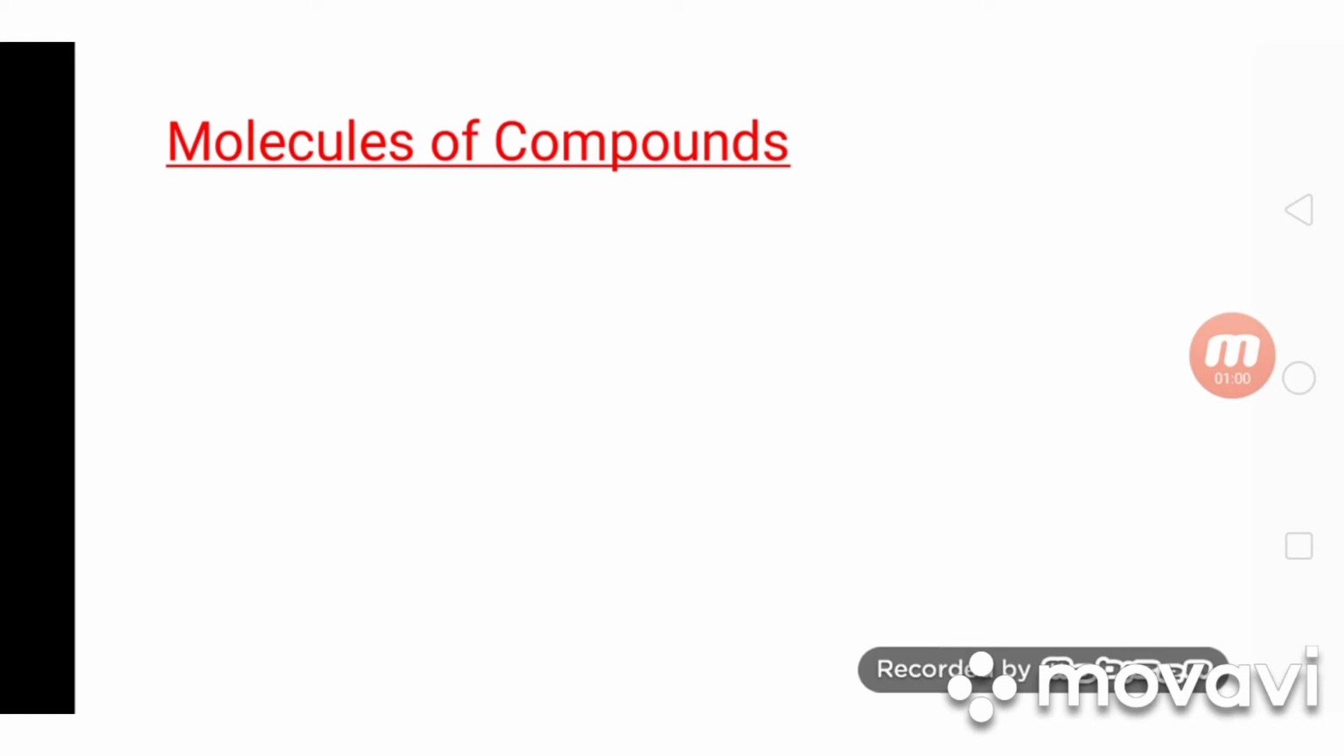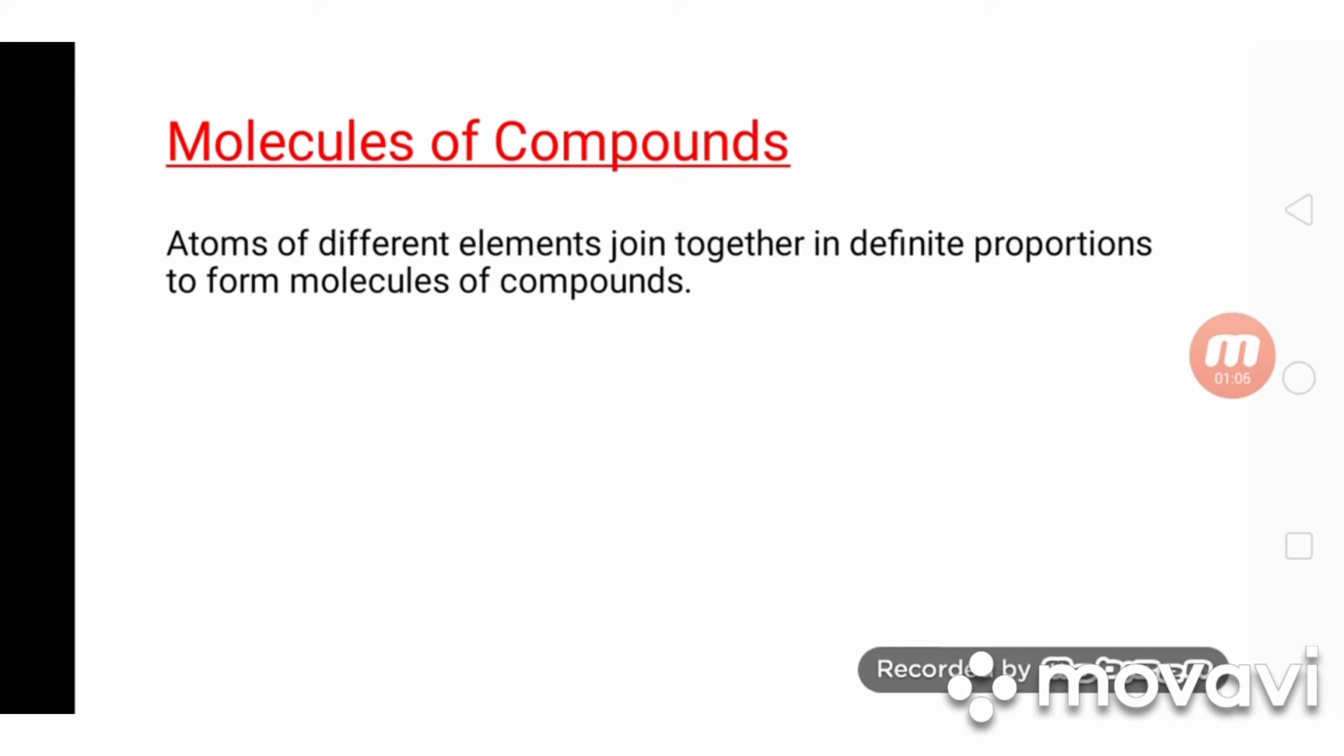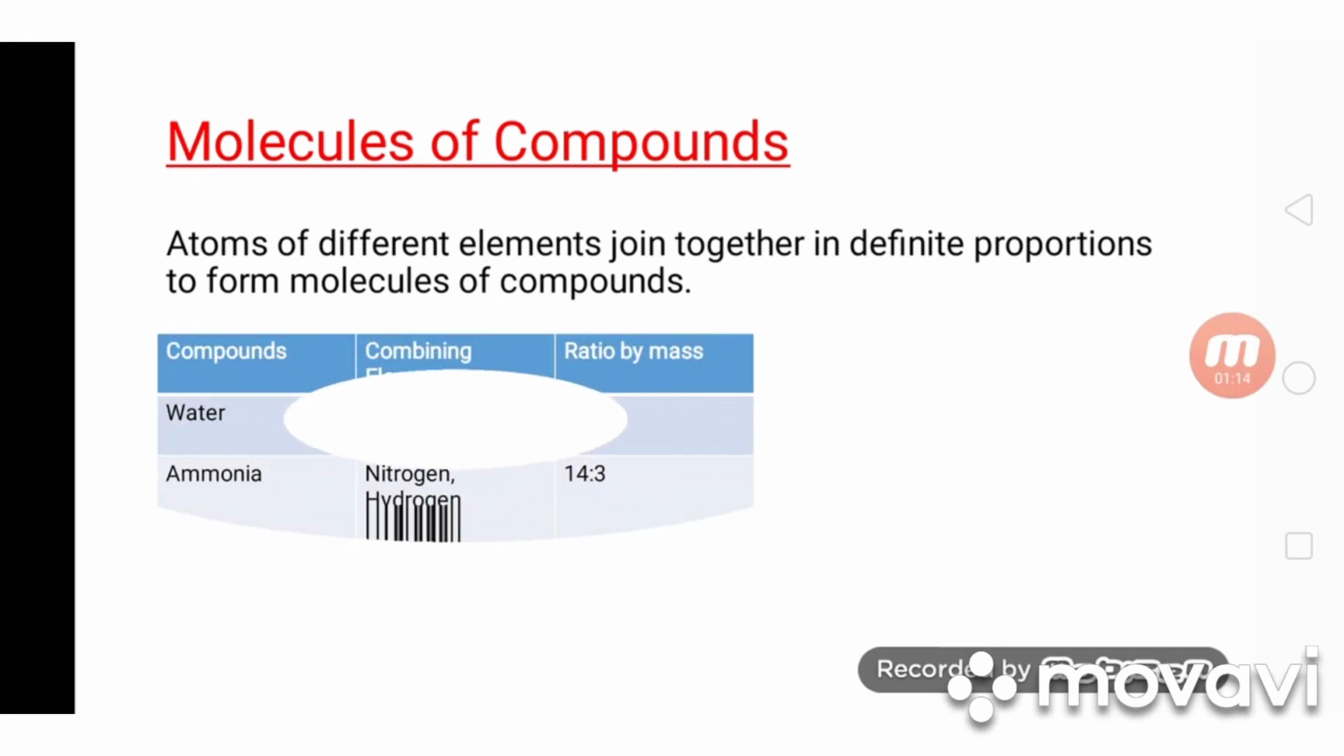Let us now discuss molecules of compounds. Atoms of different elements join together in definite proportions to form molecules of compounds. We shall now be discussing a table. We have a compound water in which combining elements are hydrogen and oxygen and ratio by mass is 1:8. Another compound we have is ammonia in which combining elements are nitrogen and hydrogen and ratio by mass is 14:3.